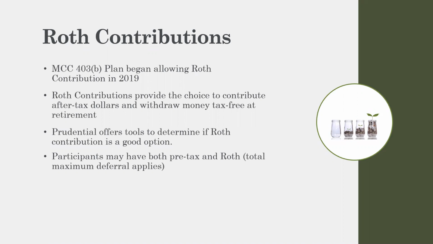And you can contribute both to a Roth and pre-tax. Just remember that the total annual maximum between Roth and pre-tax is still that $19,500 for 2020. So it's a combined total maximum.